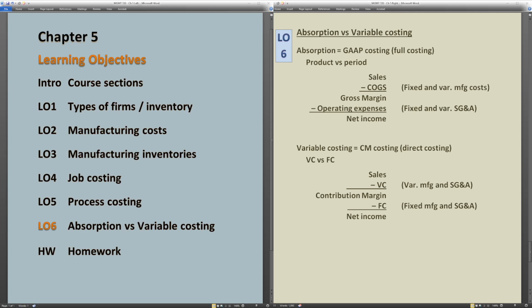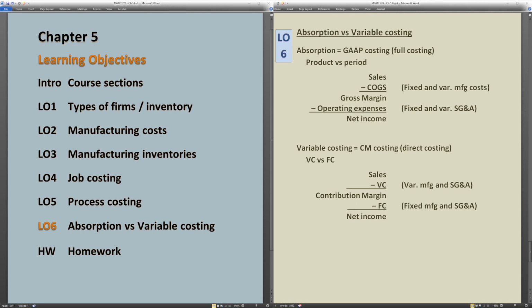Remember, cost of goods sold, if you look at the top, this is the difference between product and period costs. COGS are all the product costs, and operating expenses are all of the period costs. So in COGS, we have the fixed and variable manufacturing costs. In operating expenses, we have the fixed and variable sales, general, and administrative. So what we're doing is we're dividing the costs along product versus period.